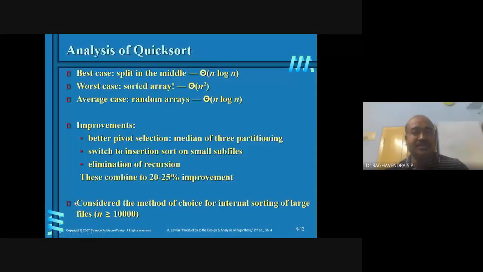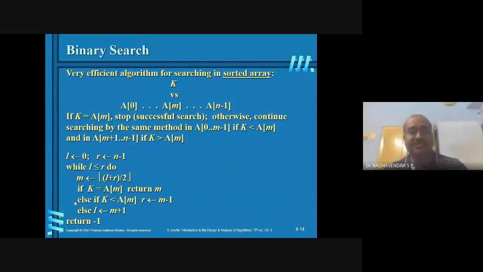So this is the analysis of quicksort. Since all divide and conquer mechanisms are measured in terms of logarithmic functions, the best case will be theta of n log n, the worst case will be theta of n square, and the average case will be theta of n log n. So this is the quicksort mechanism. The next is binary search.